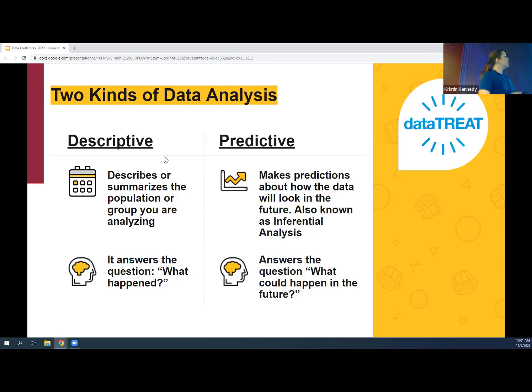Predictive looks forwards. It answers the question, what could happen in the future? It's also known as inferential. So think about predictive. It predicts. Inferential, it makes inferences. So it looks towards the future.